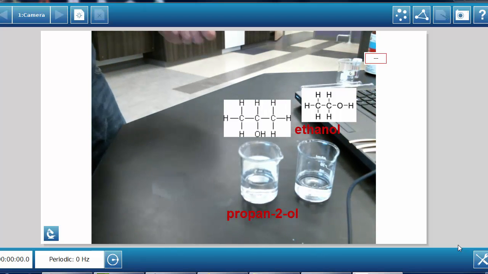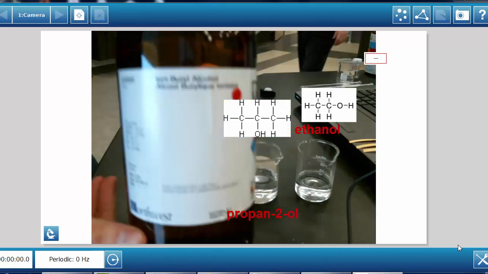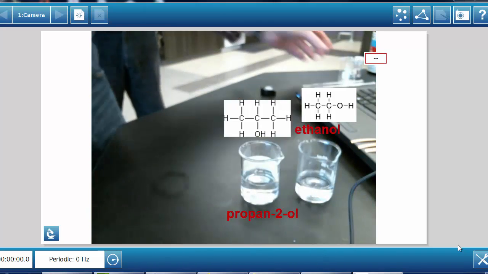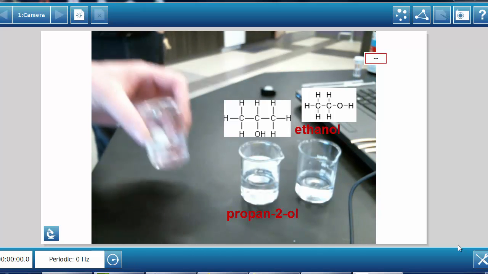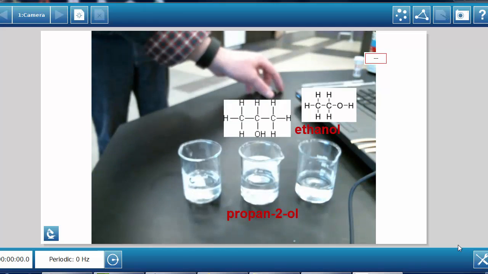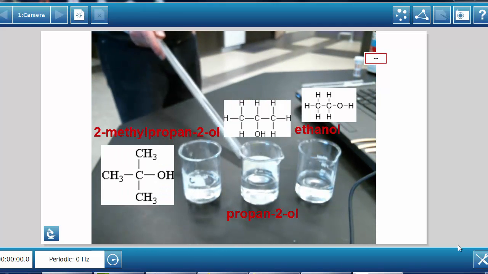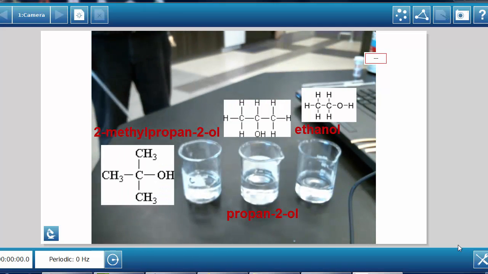And finally, we're going to have a look at a tertiary alcohol. So this is tert-butyl alcohol. Our naming system would call this 2-methylpropan-2-ol. All right, and then we'll get a structure for that as well on the screen there for you.